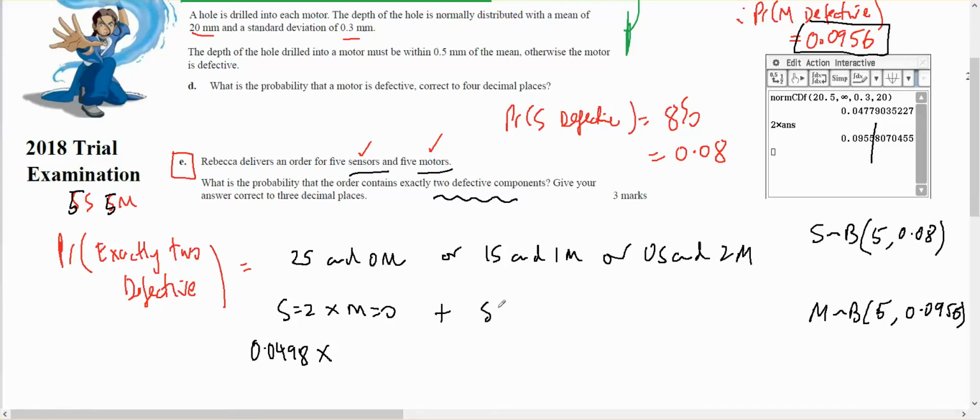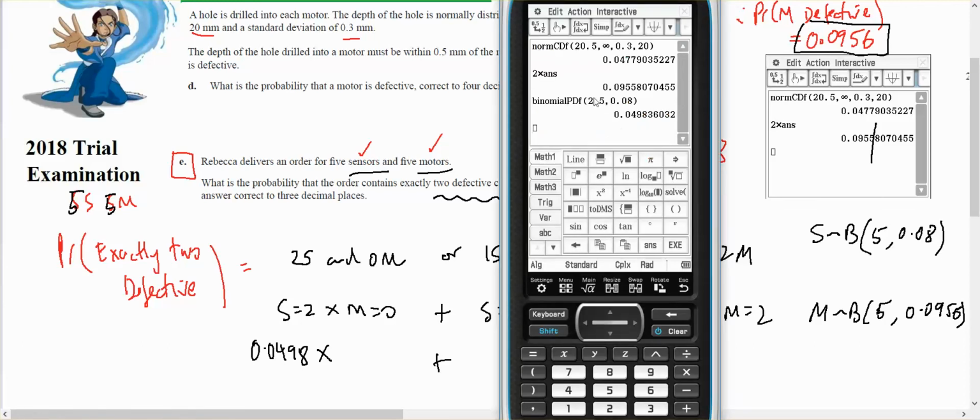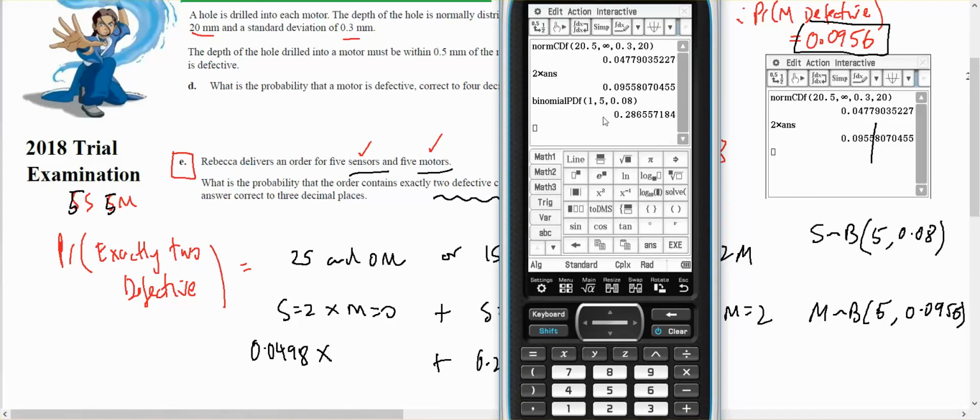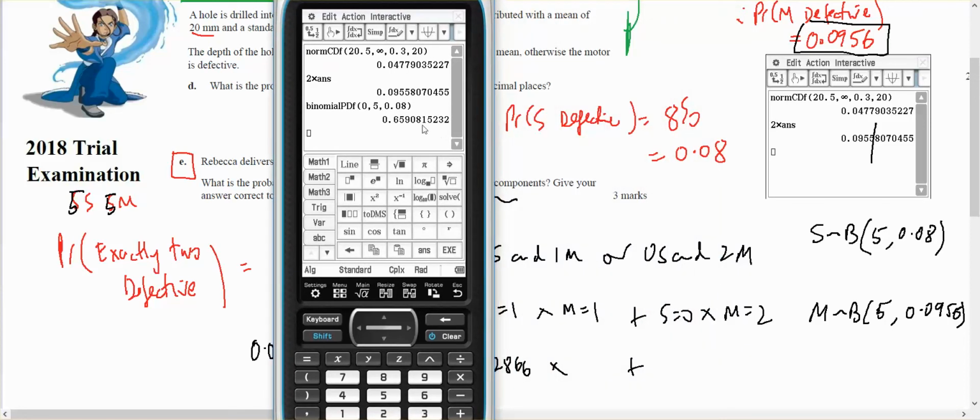And this will be plus S equals 1 times M equals 1 plus S equals 0 times M equals 2, and that's going to be, if I put in a 1 there, 0.2866. I'll put in a 0. 0.6591.